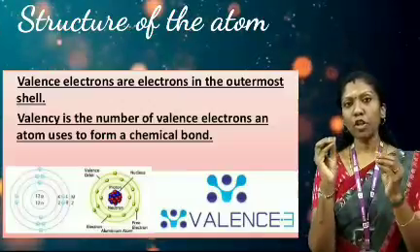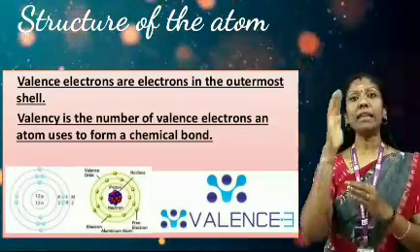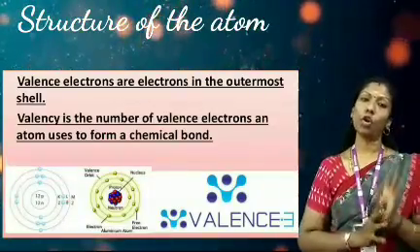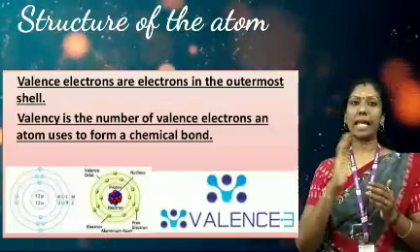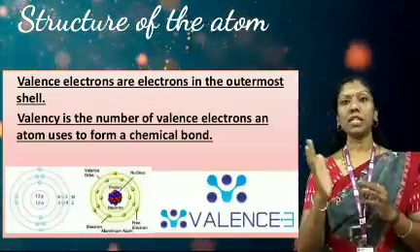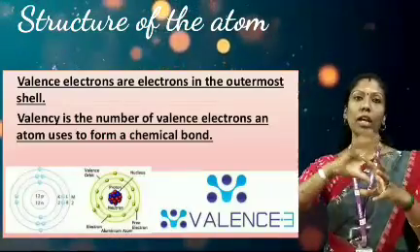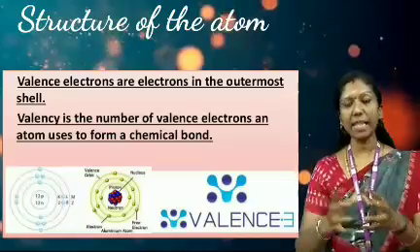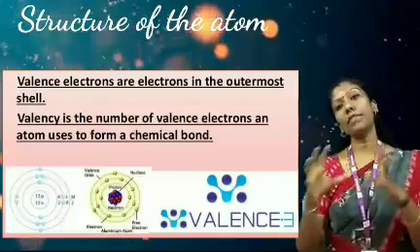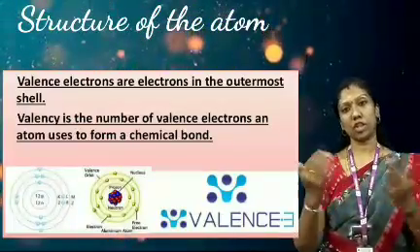Now, the electrons which are present only in the valence shell of an atom are called valence electrons. So, these valence electrons only will take part in the reaction first. That is called valency. When valence electrons react with each other, with the concept of valency, the bond is formed. That is the valence electrons and valency relationship.